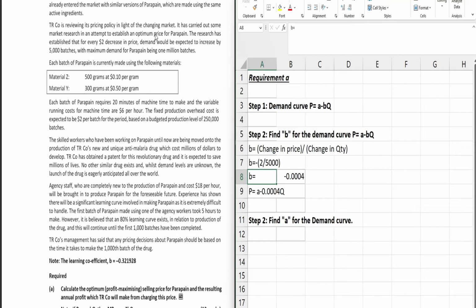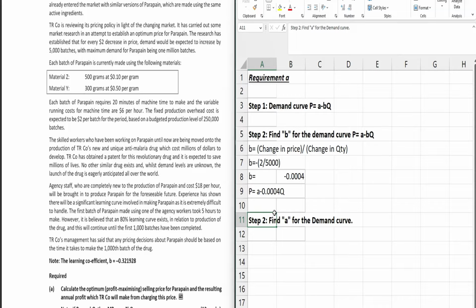Okay, but while performing the calculation we will ignore it. So I have ignored this negative sign and put the value of b in the step 1 demand curve, that is the p equal to a minus 0.004 q.